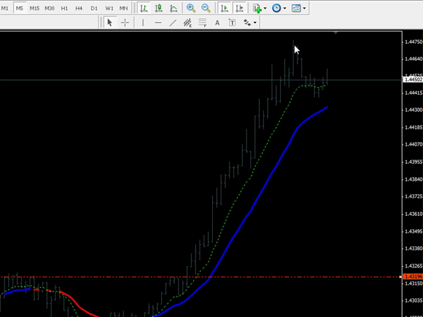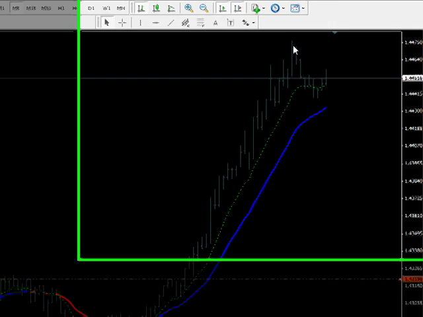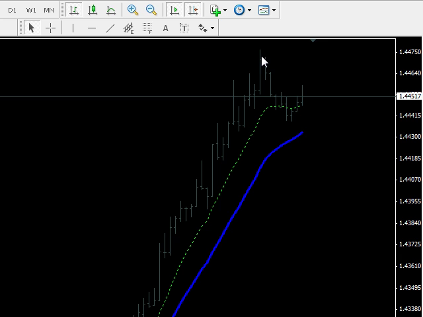Not that I'm saying you can make 148 pips, because nobody can get in and get out at the top, but maximum pip potential was 148 pips. Maybe you could have got 50. Maybe you could have got 100. Maybe you could have got 120.